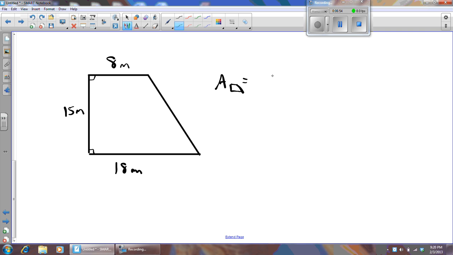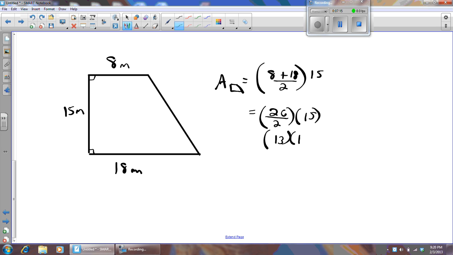Then to find the area of this trapezoid, okay, we're going to average the bases. 8 plus 18, divide by 2, and we're going to multiply that by 15. So 8 plus 18 is 26, divide by 2 is 13, and then we have to do 13 times 15. If I do 13 times 10, I get 130, and then 13 times 5 is 65, so I'm thinking the answer is going to be 195. I'll leave you to verify that for me, meters squared.